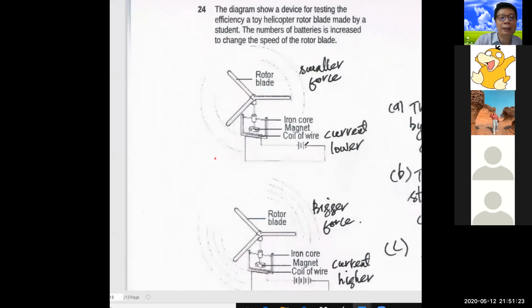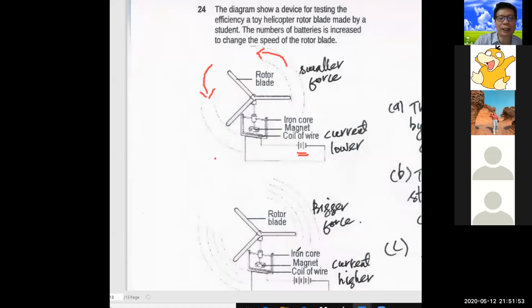Okay, you see now. Here there are two dry cells, only two. With two, it turns very slow, no? Smaller force, so it turns very slow. Because the battery is very little, the current is lower. The current is lower, smaller force, so it turns very slow. The rotor plate turns very slow, the aeroplane cannot fly.